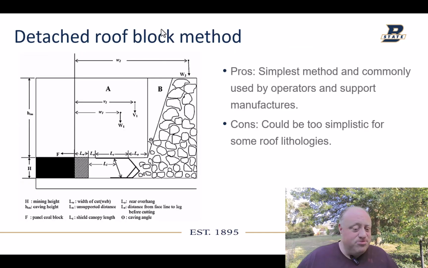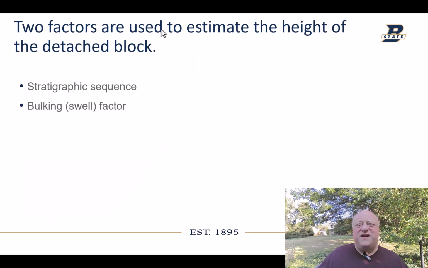And so what I've been teaching so far is the detached roof block method. Okay, and that example of a detached roof block is there again on the left side of the screen. The pros of this is that it's the simplest method. It's commonly used by operators and support manufacturers, but it could be too simplistic for some roof lithologies. And so there's two factors to estimate the height of this detached block. We can use the stratigraphic sequence and then use a balking factor to determine what that caving height's going to be, right?